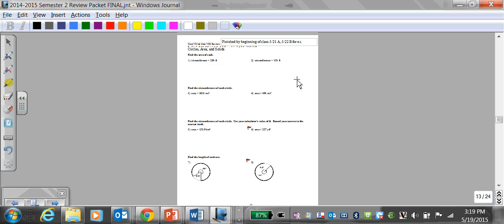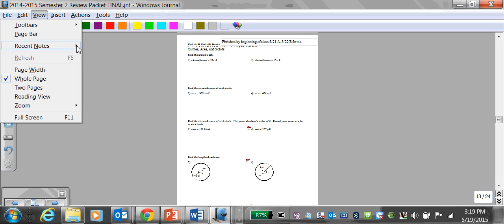Since this is the flag help video for the second portion of your review packet, units 7 and 8, that would be circles, areas, and solids. So on this page right here, the first one we're going to do together is problem number 6.